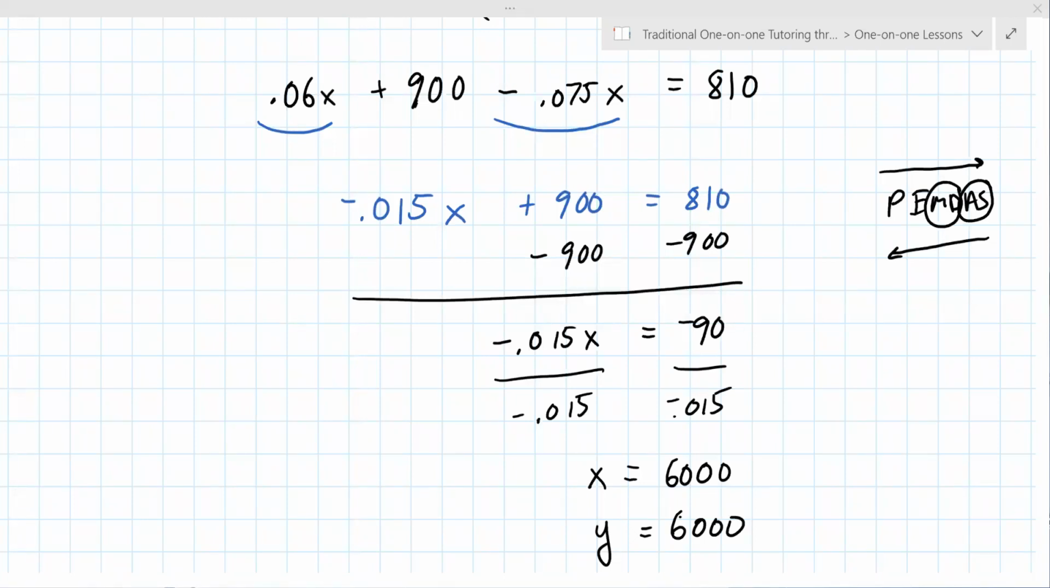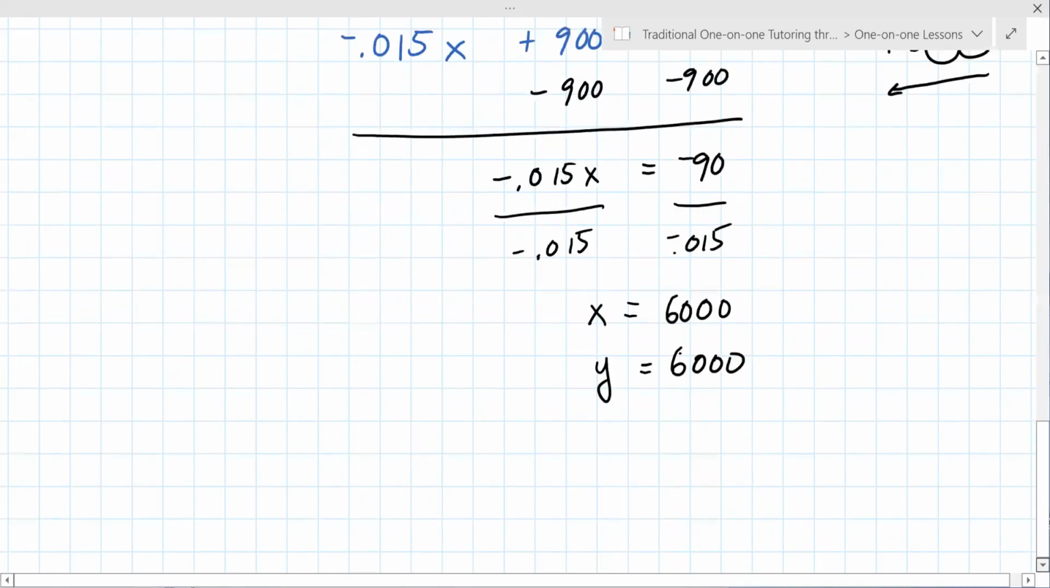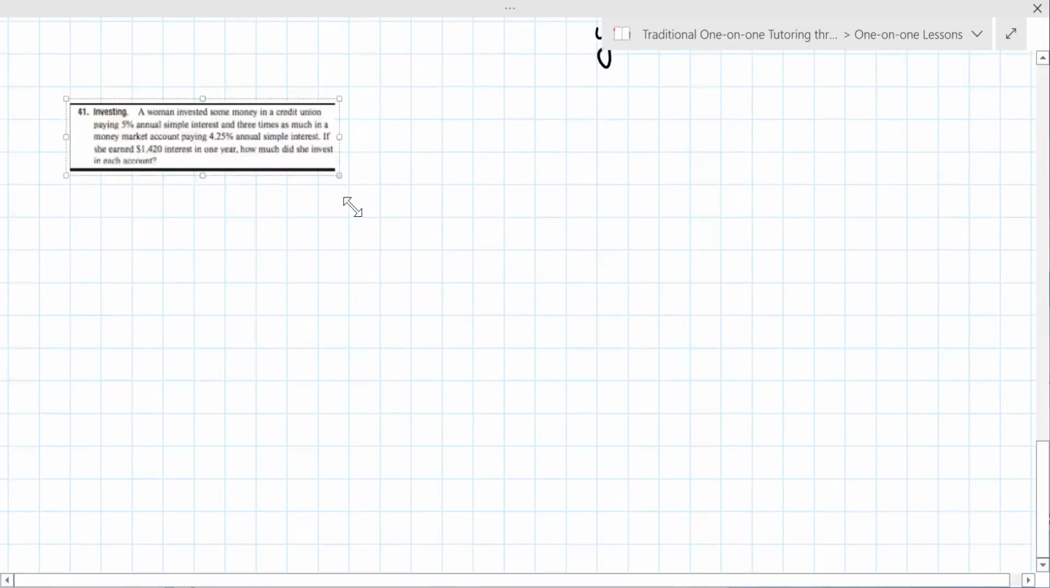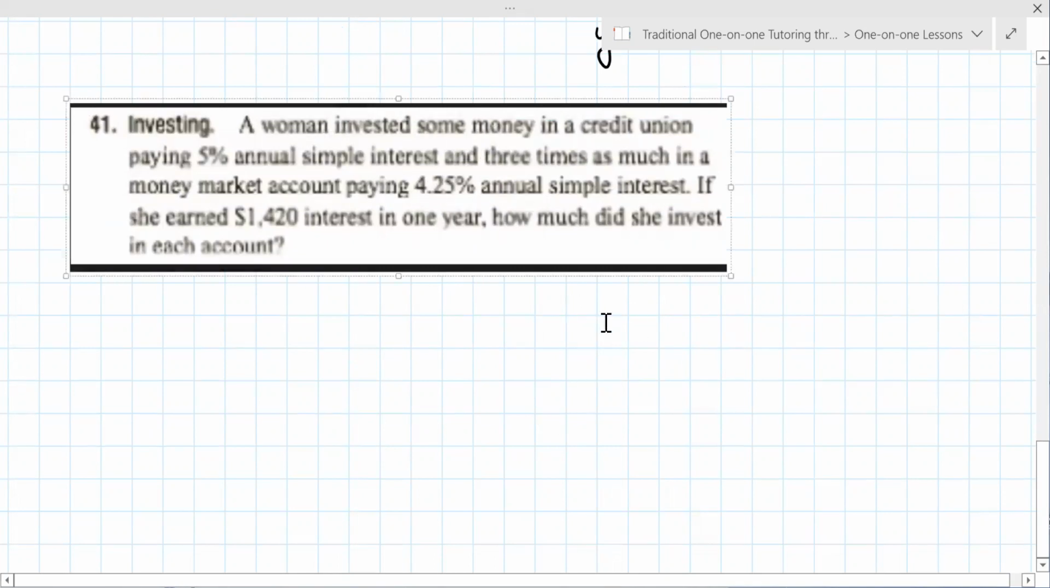So, all right. I got a lot to say about money, but not in this lesson. We got to solve some systems. So, all right. Here's probably one where you're more likely to need a calculator.